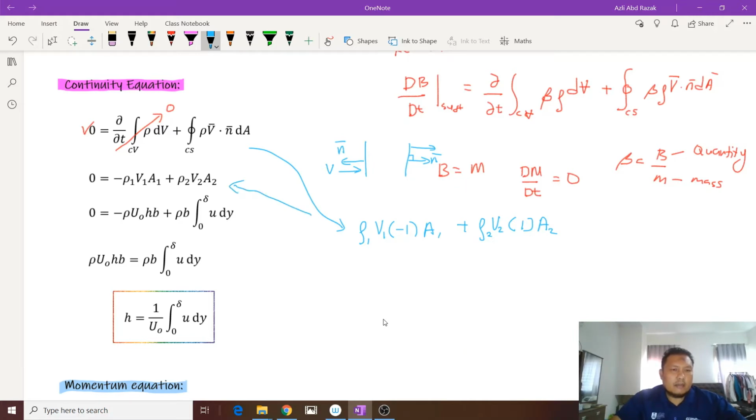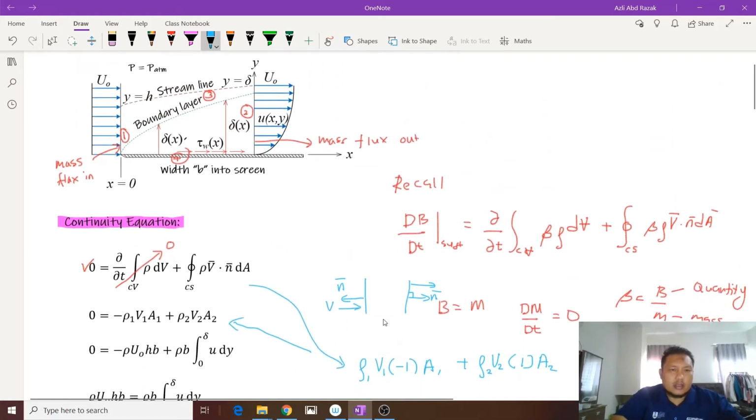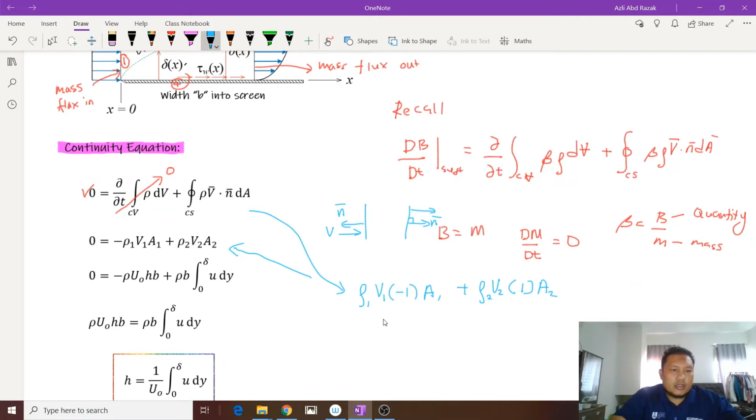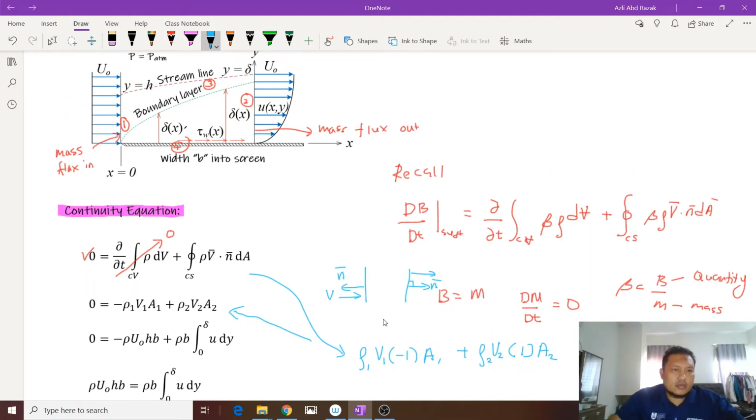All right, and then from here, if you look into these figures, what we can see here is that rho is the rho here, and u is the u naught here. So we have the uniform flow, which comes as a uniform flow. And then the area, actually y equal to h, and the b goes into the screen. So that's why we have a minus rho u naught hb, because hb is a1, this is v1, this is the a.